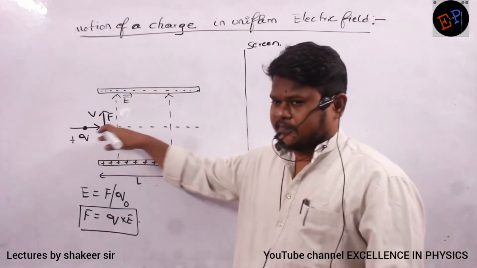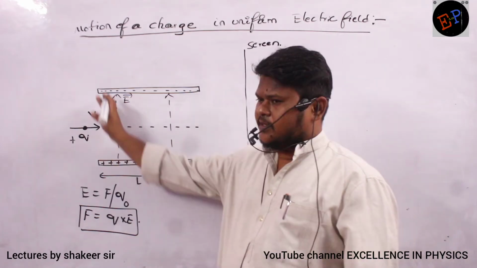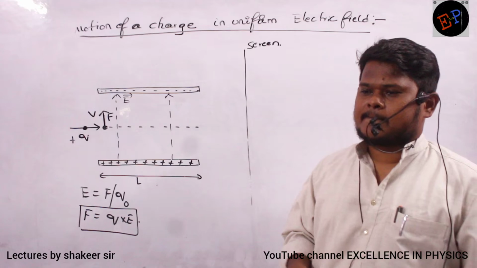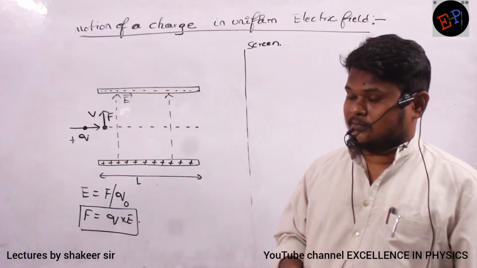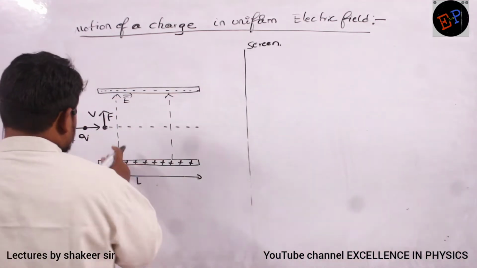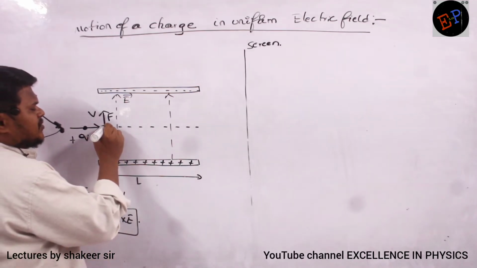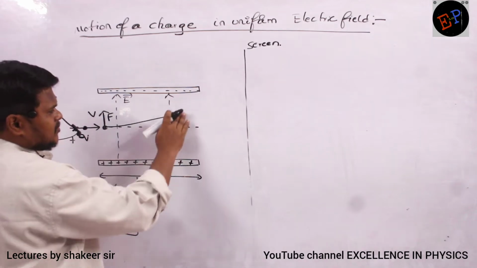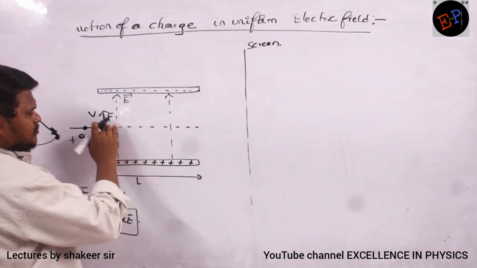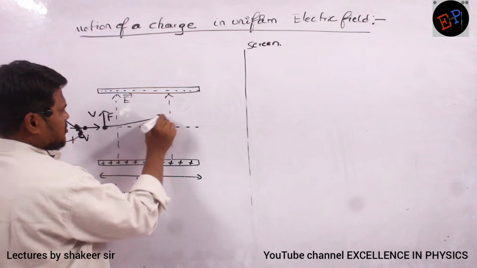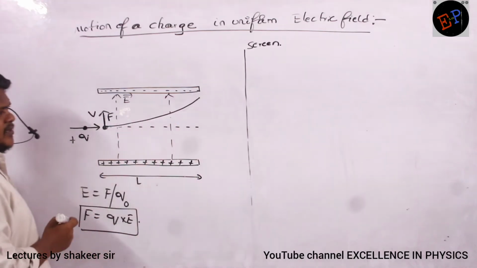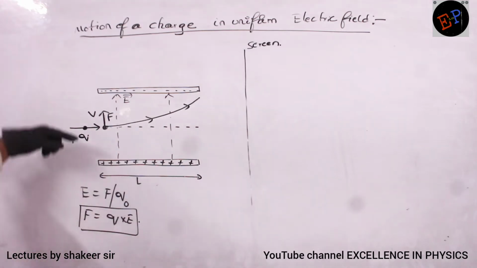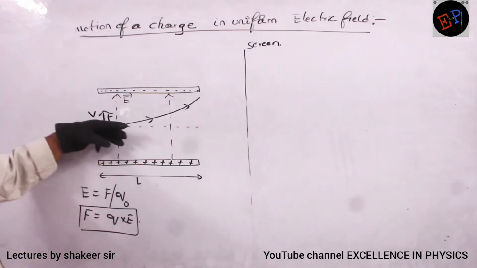It is going in this direction, but force is acting in this direction. What happens? If force is applied in this direction, it will deviate from this path, no? It will deviate like this. So it will start deviating in this direction. Are you able to understand, ma?